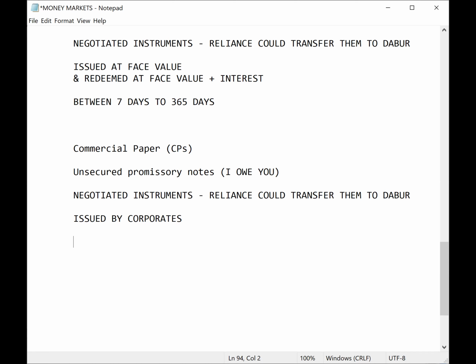Okay, so let's suppose they don't want to dilute the ownership, they just want to raise funds for 6 months, they can issue commercial paper. These are also unsecured, there is no collateral given, it's a promissory note, these can be negotiated, that means one party can sell it to another. Whoever would be holding the commercial paper at the time of maturity would get the money. These are sold at discount and redeemed at par.